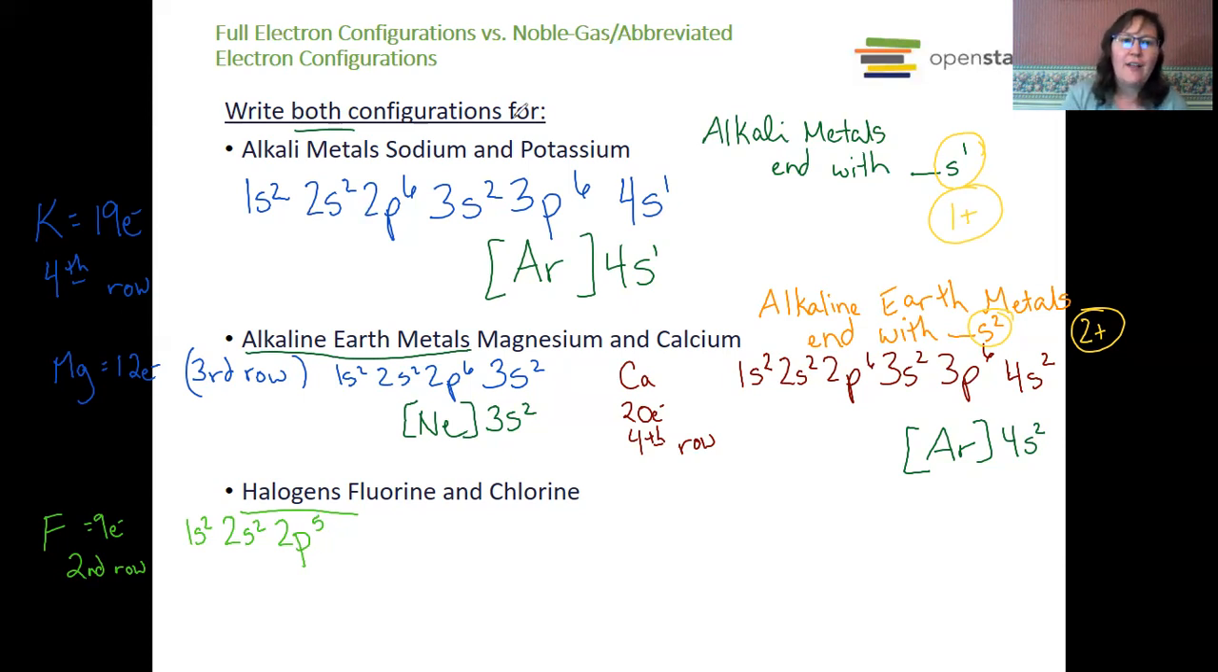Now this one's a little trickier for that abbreviated configuration, that noble gas configuration. We don't have a P6. What you got to remember is that helium is our 1s2. So when I said that all noble gases end with a P6, except helium, remember, I'll even put that down at the bottom. Helium is the exception to that. And helium is that 1s2. So it's different from all the other noble gases. Okay, so this is helium, and then we would say 2s2, 2p5.